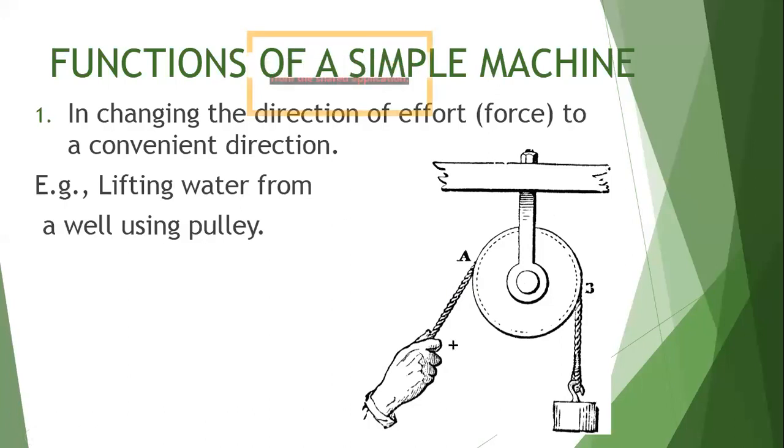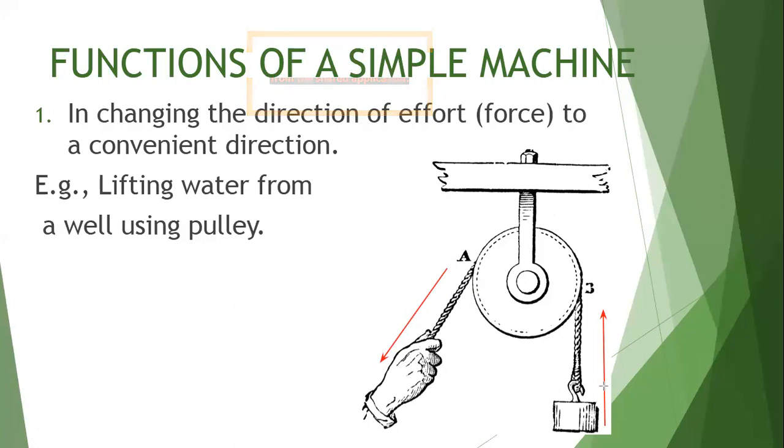Try to understand what you are doing here. You are applying a force in a downward direction, and due to that, you will find the object is being lifted in an upward direction. This is the direction in which you are applying the force. In which direction? In a downward direction. And this object, the bucket with the water in it, is getting lifted in an upward direction.